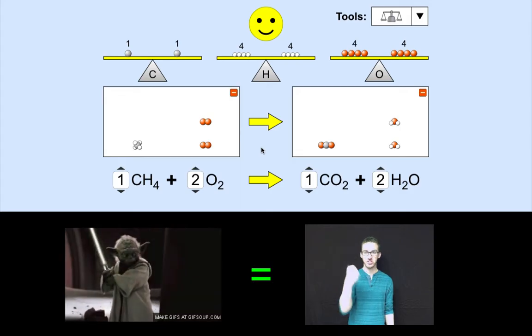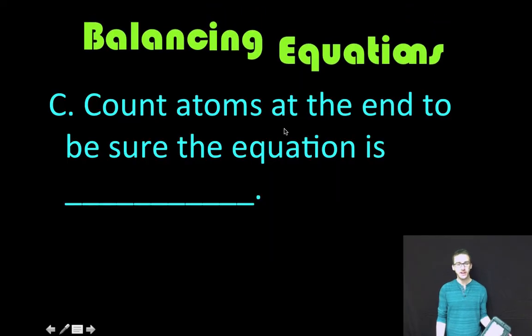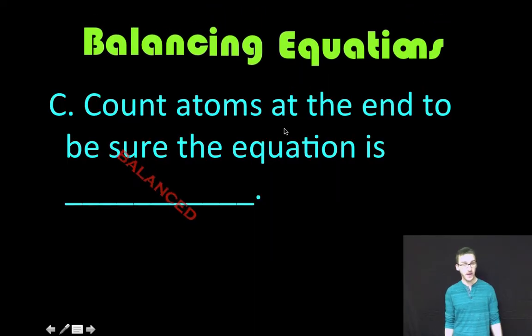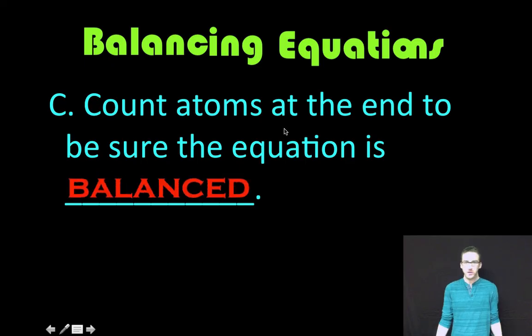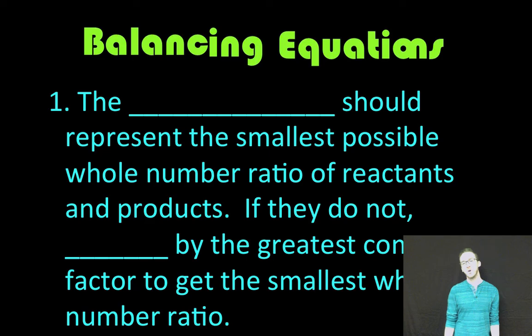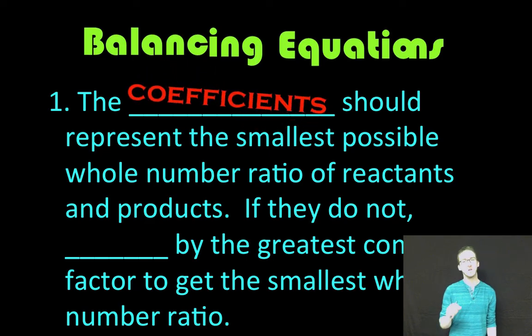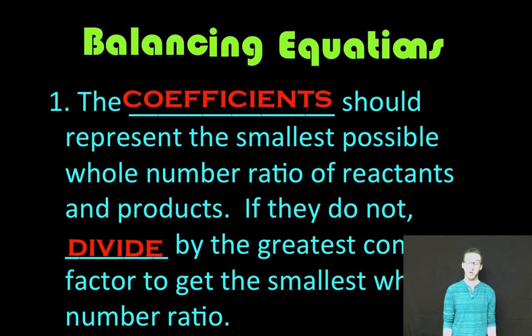And then lastly, once you've added your coefficients to the point where you think you've balanced your chemical equation, just count all your atoms up at the end to make sure your equation is balanced. And make sure those coefficients represent the smallest whole number ratio of reactants and products. Sometimes when we're balancing, we're able to get it to balance, but it isn't the smallest whole number ratio. So if you end up in a situation like that, just divide by the greatest common factor to get at the smallest whole number ratio.